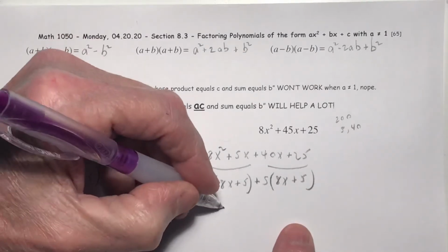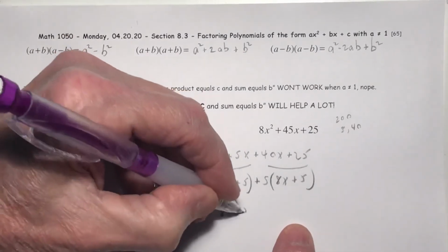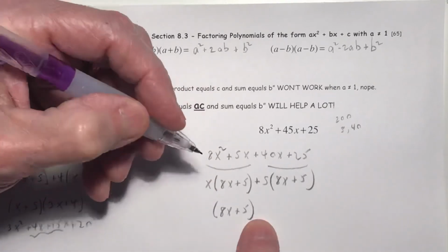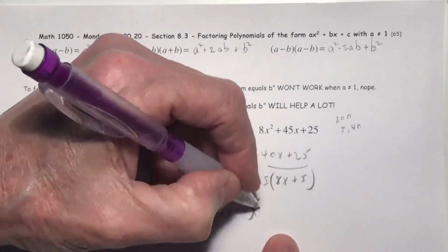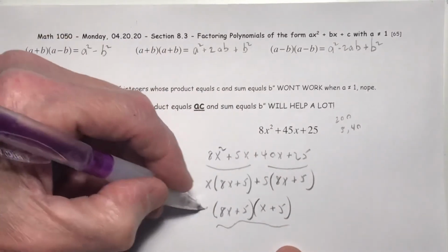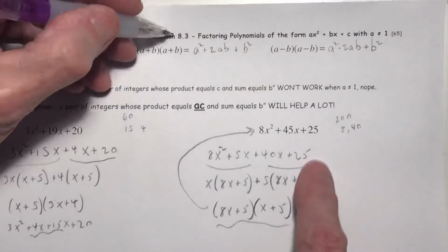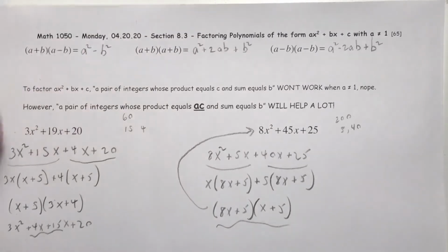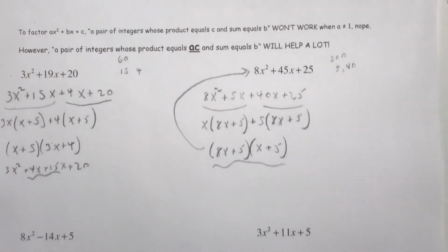And now we just write the answer. Notice the parentheses, they are super important. And notice I need that plus sign, 8x plus 5. Multiply that out and you'll get what we had originally. Okay, now I'm ready to move down here.